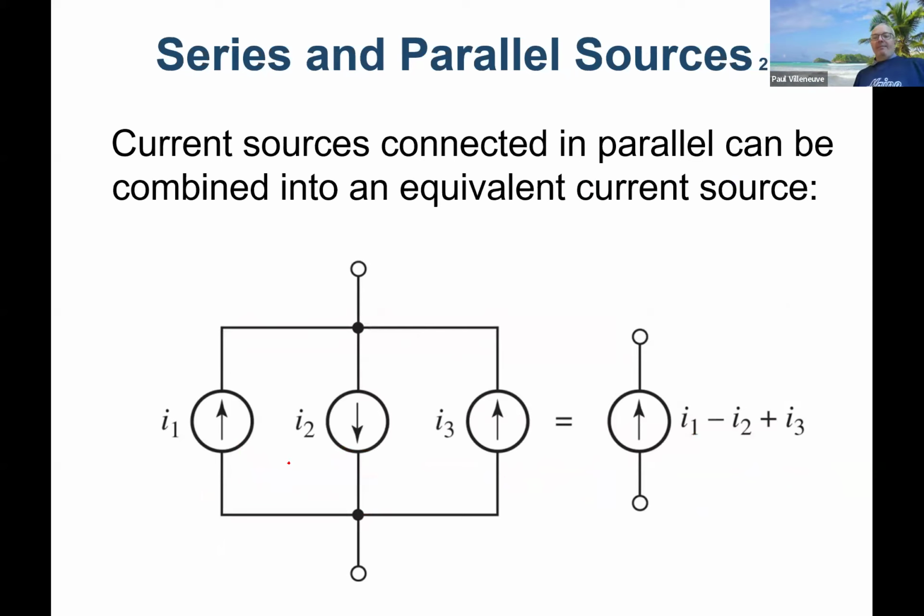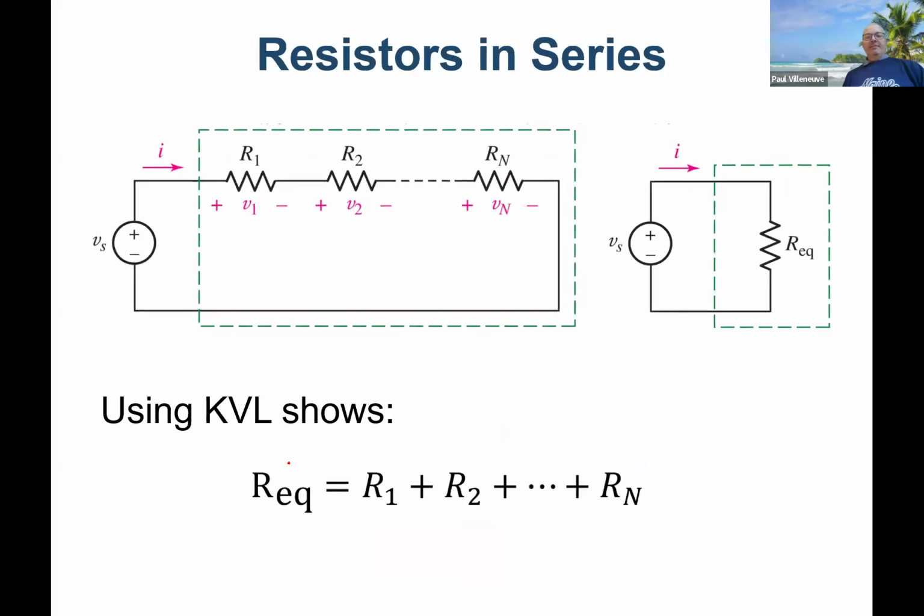So that's what we did, right? We had a bunch of current sources. This one shows 3, and we put the 3 into one equivalent current source, and our results are exactly the same. No change in our results. So we can use KVL to show that resistors sum as shown, and let's do that.